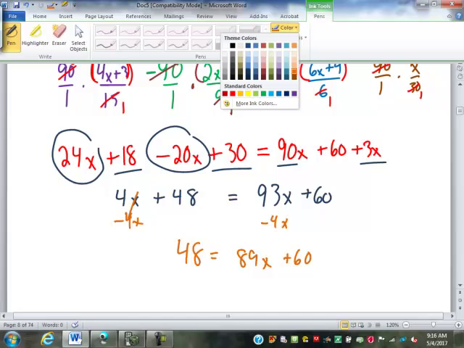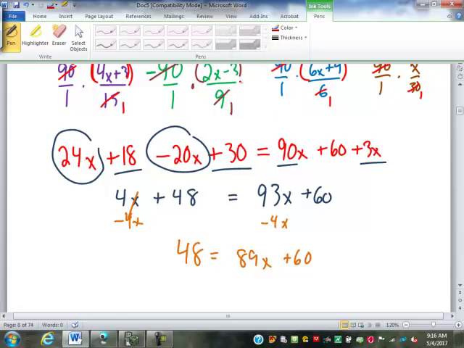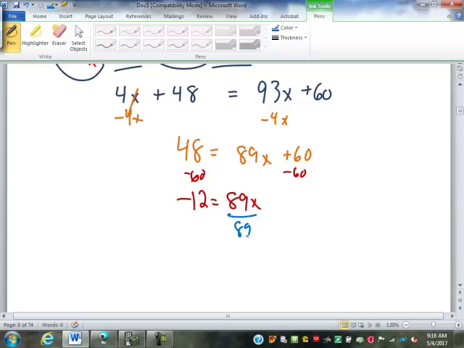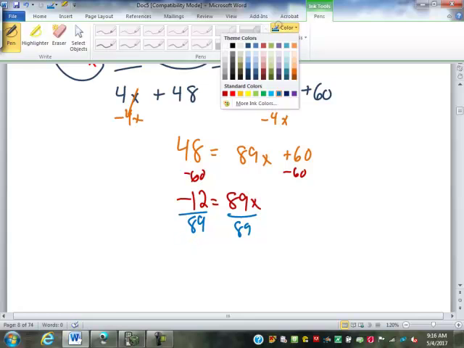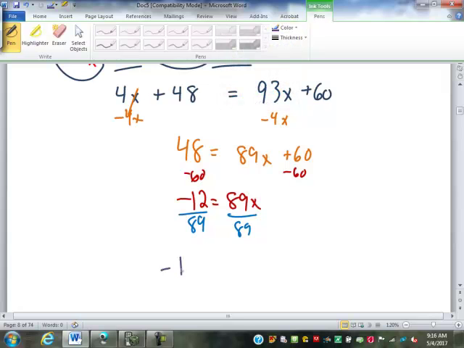And then? See, this is why you want to get the x's together first, because I was tempted to subtract 48. But now that they're together, I see the 48 needs to stay there. It's the 60 I have to get rid of, right? I subtract the 60. Gives me a negative 12 equals 89x. Then we divide by 89. Now I could divide negative 12 by 89 and get negative 0.13 whatever. But what's wrong with just saying negative 12/89 equals that? I can leave it as a fraction.